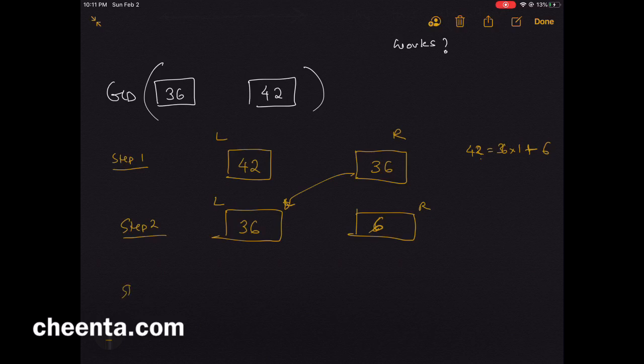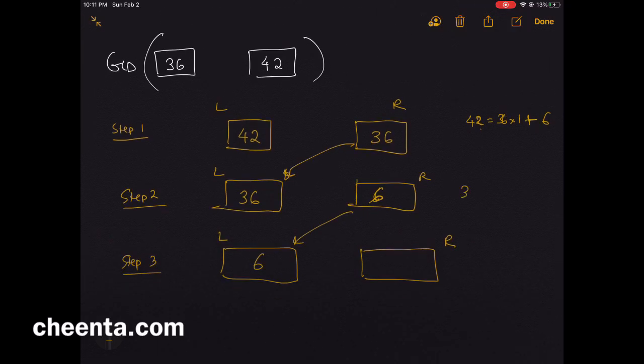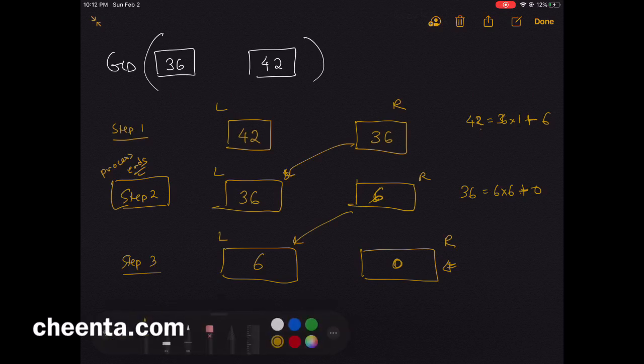This is step 2. In step 3, we again put 6 inside the larger box L, and R should contain the remainder. So 36 equals 6 times 6 plus 0. So the remainder is 0 here. We have reached 0, so the process terminates at step 2. Process ends, and we can say that this is the GCD. And indeed, the GCD of 36 and 42 is 6.